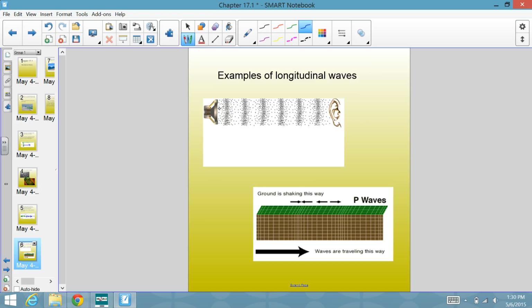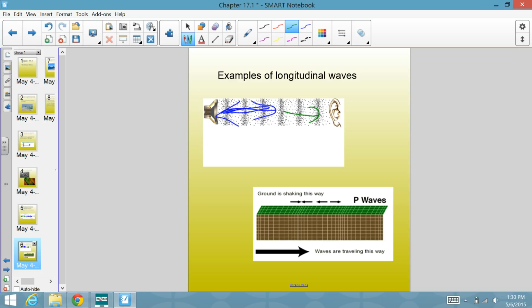So sound is actually just a compression or a rarefaction of air. So as I'm speaking, the air molecules between my vocal cords and the microphone on the computer are being squished and stretched and squished and stretched back and forth, and that is transferring the energy from my vocal cords to the microphone in the same direction.